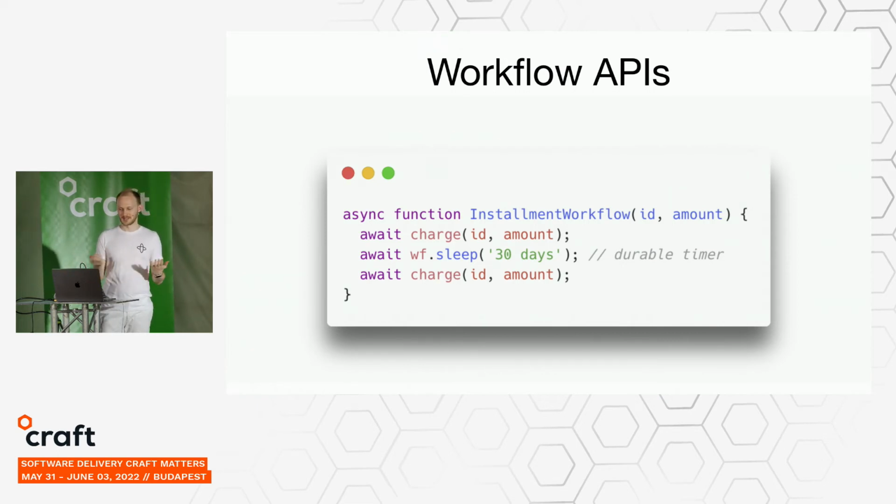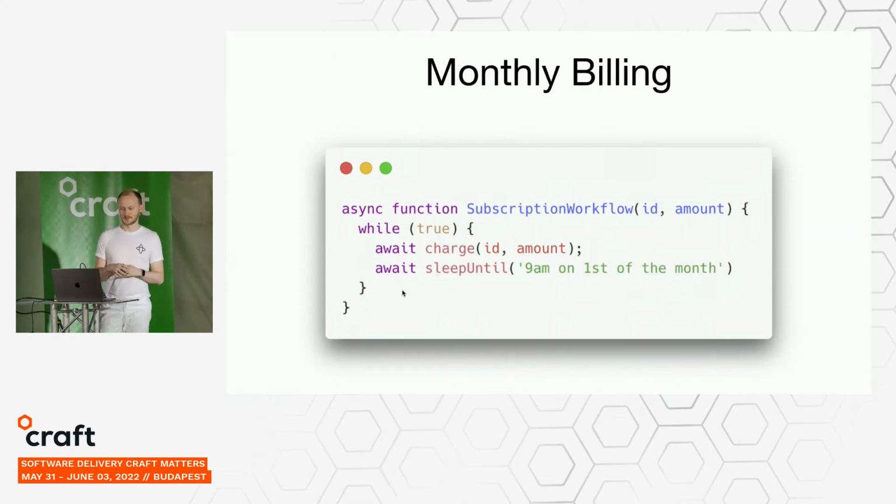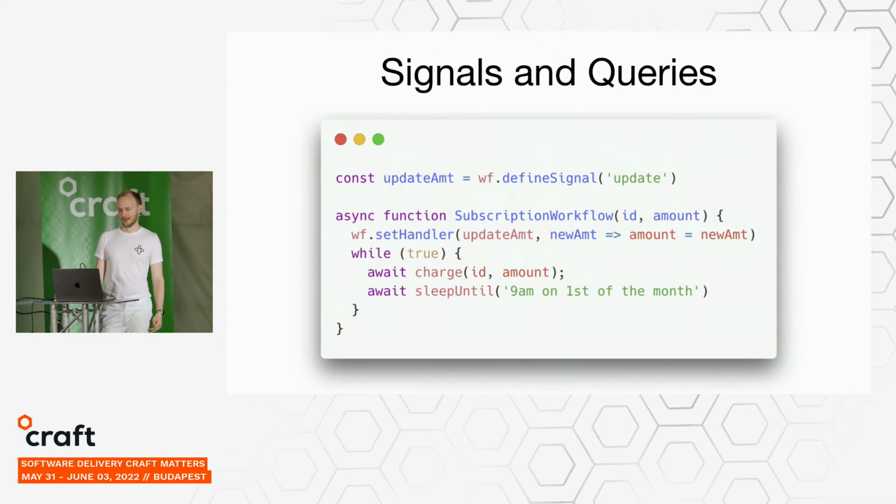What the sleep command actually does is it returns to the cluster saying, okay, set a timer for 30 days, and then in 30 days, assuming there's still a worker pool in existence in the world at some point after that, it'll pick up that task and then continue with the third line of code. So we can do this to implement a subscription workflow: while true, so forever, we charge and then sleep until the next month. And this is perfectly good code that will reliably run.